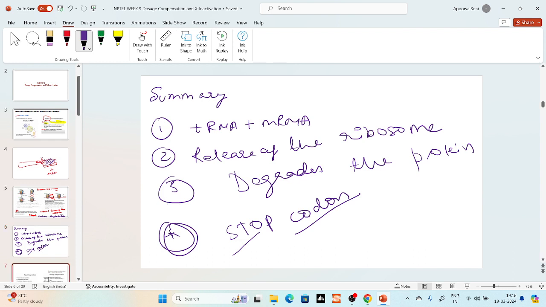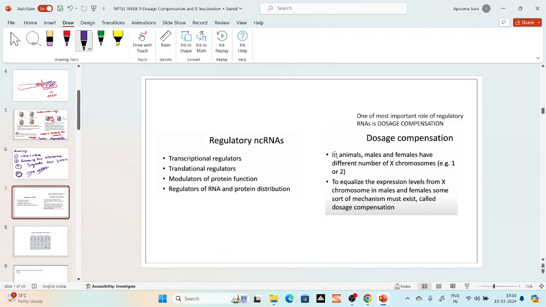Okay, so now we'll come to the next portion, that is dosage compensation. So we have talked about non-coding RNAs. Non-coding RNAs can have some regulatory functions also, which we talked about in our previous class, if you remember. The regulatory function of a non-coding RNA can be as transcriptional regulators, or translational regulators, or modulators of protein function, or regulators of RNA and protein distribution. So these are the various regulatory functions of a non-coding RNA.